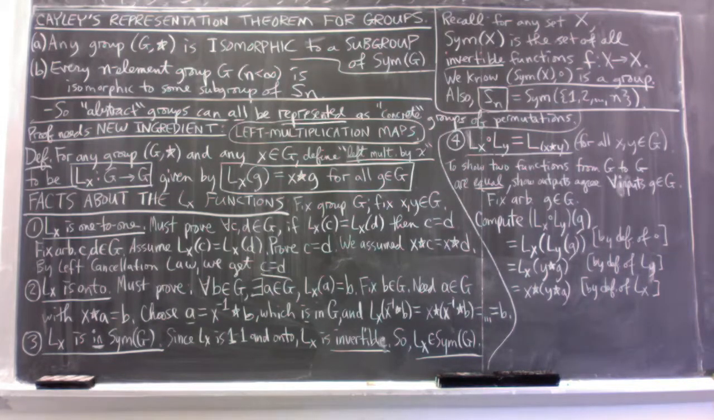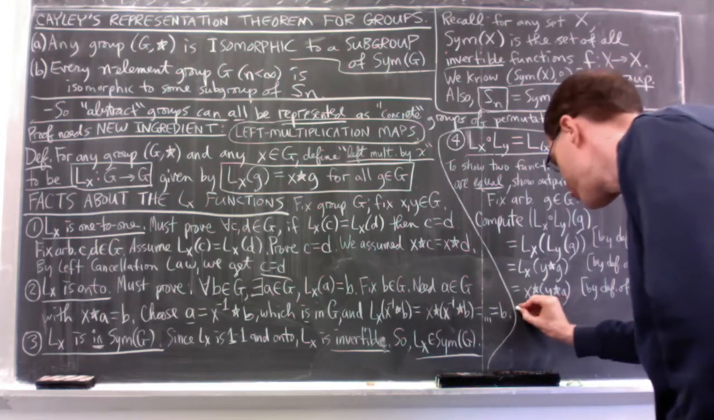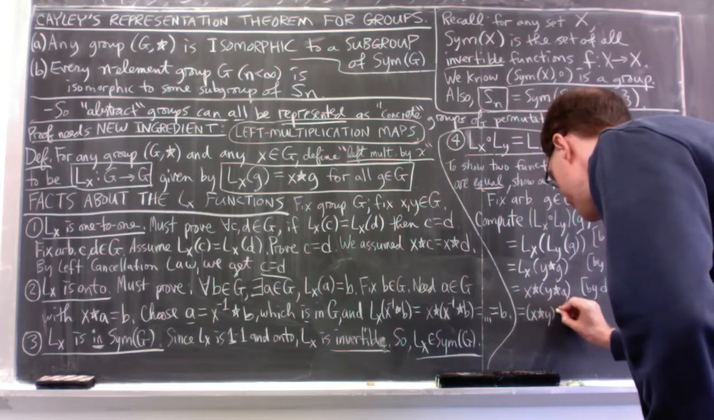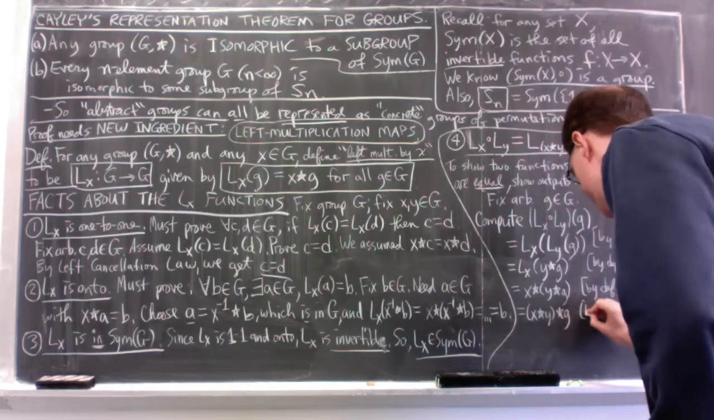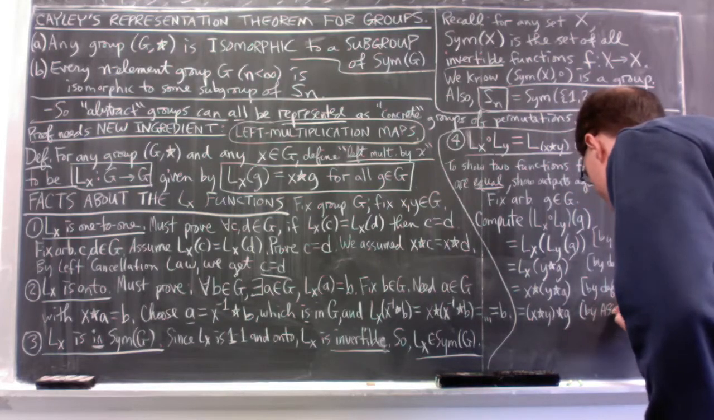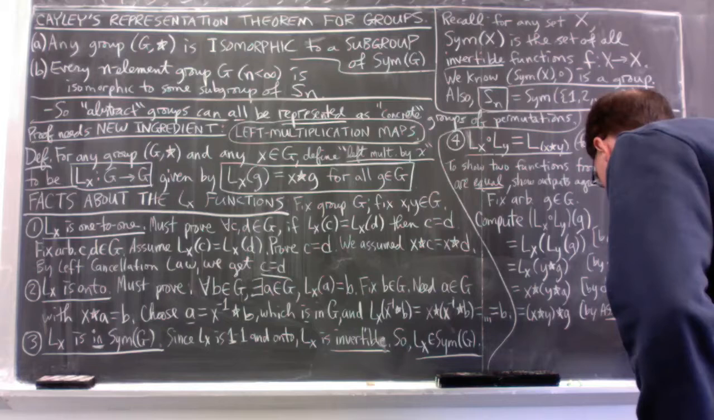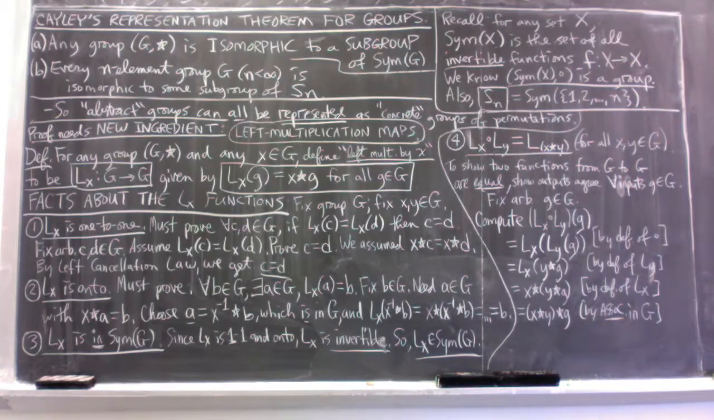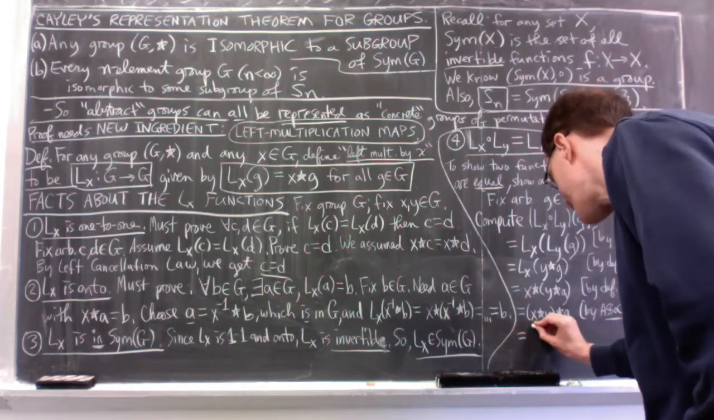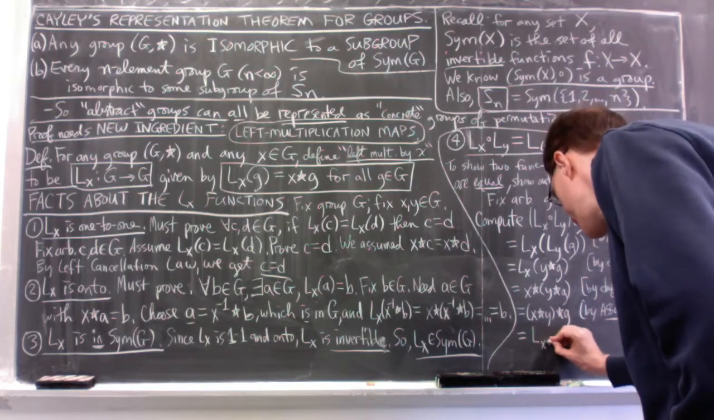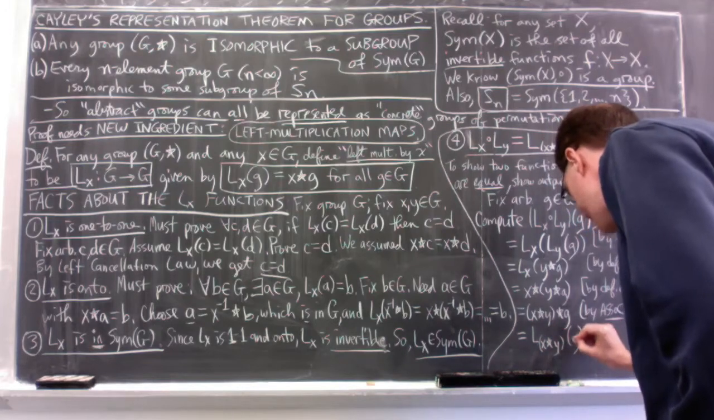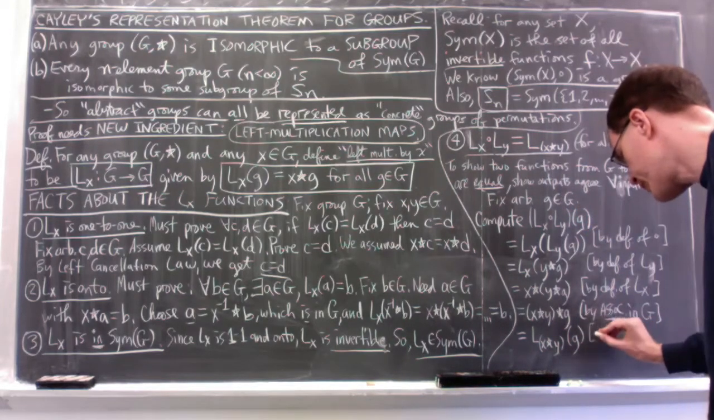All right, and now comes the crucial step, the associative law in G, the associative axiom. Lets me move the parentheses. So I get quantity x star y star g. And what's that? That's nothing other than taking g and multiplying on the left by the quantity x star y, which by closure is an element of G.